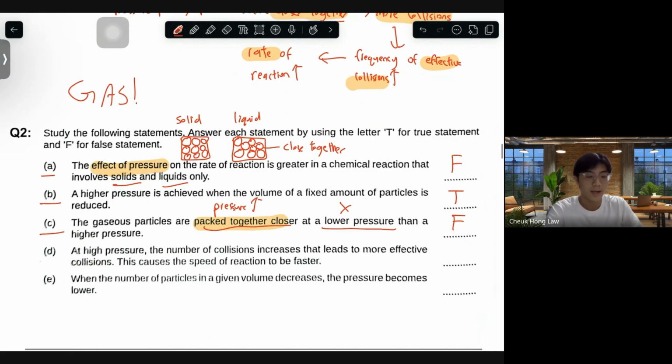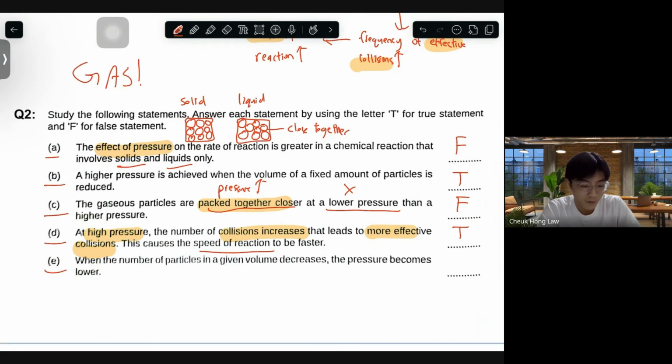Okay, D. At high pressure, the number of collisions increases, which leads to more effective collisions. This causes the speed of reaction to be faster. Yes, D is true. So at high pressure, the particles are closer together, so there will be more collisions. More collisions means more effective collisions, and a faster speed of reaction. Speed of reaction and rate of reaction are the same thing, by the way. True.